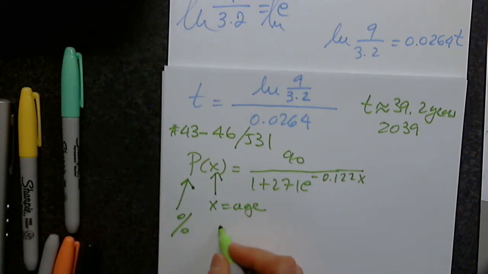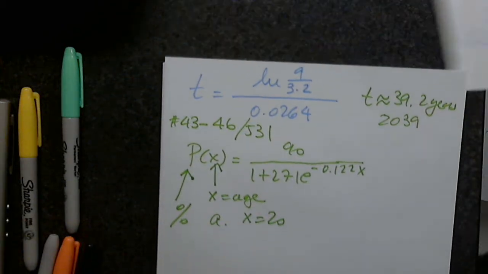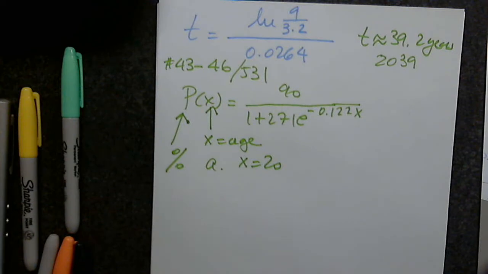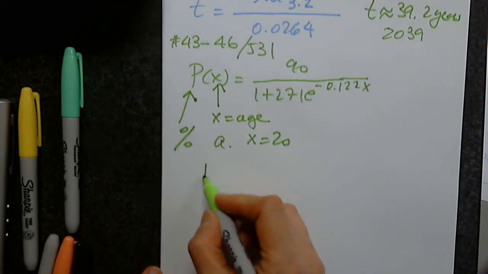Problem 43, the first question, part A. What percentage of 20-year-olds have some coronary heart disease? What percentage at the age of 20? If the model is true, I will have to find P of 20.